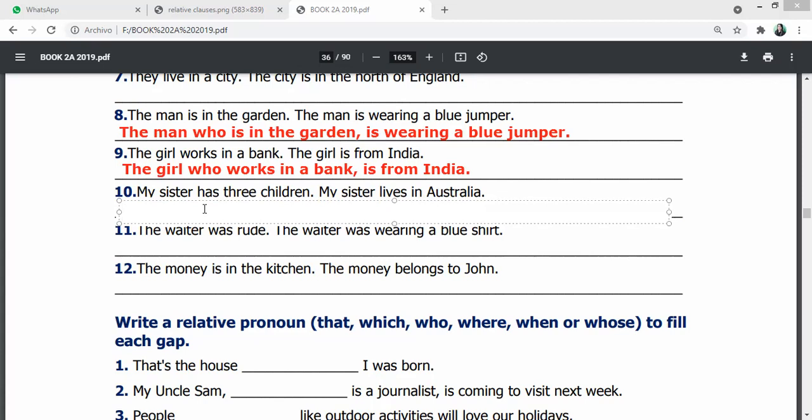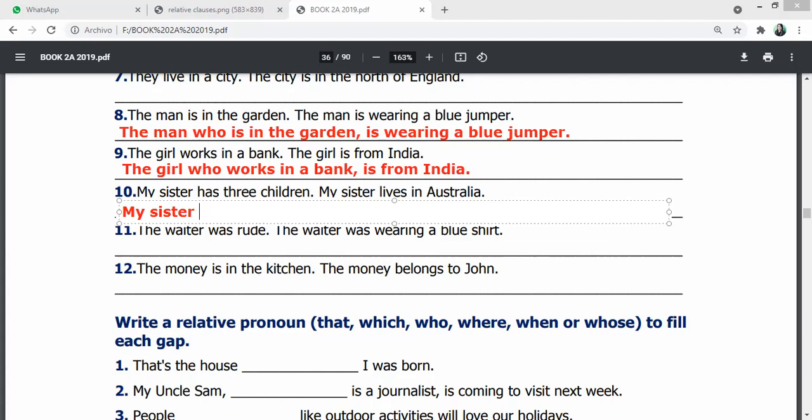My sister has 3 children, where my sister lives in Australia. Okay, my sister has 3 children that lives in Australia.